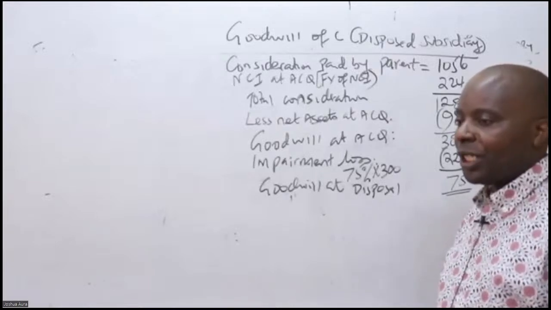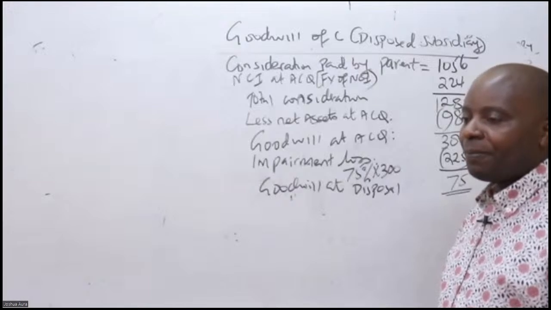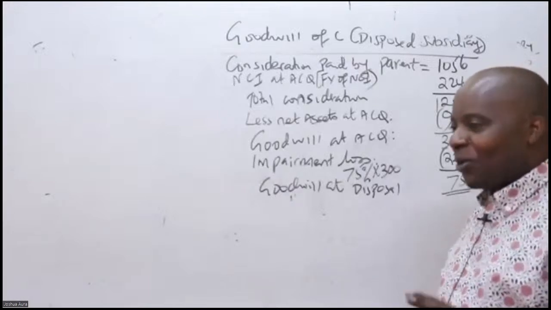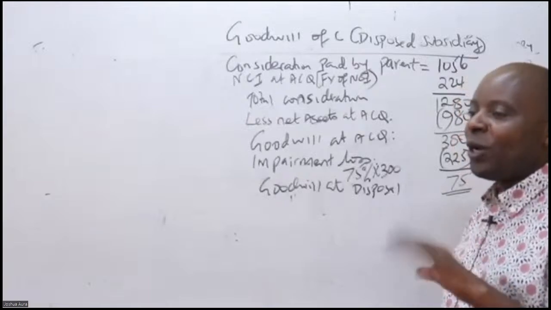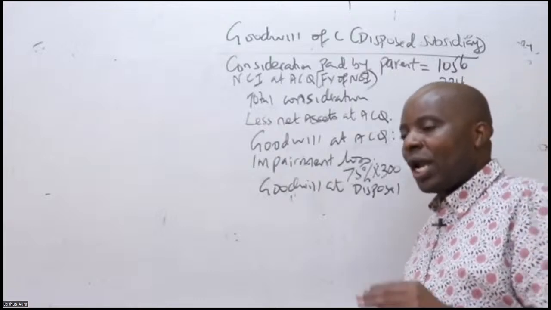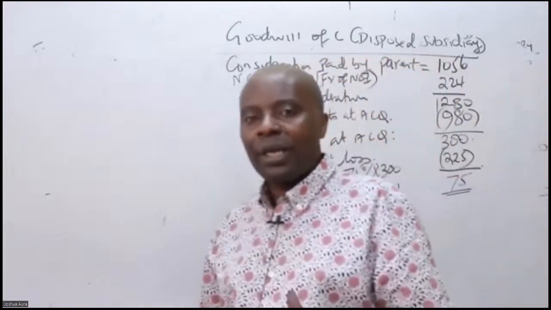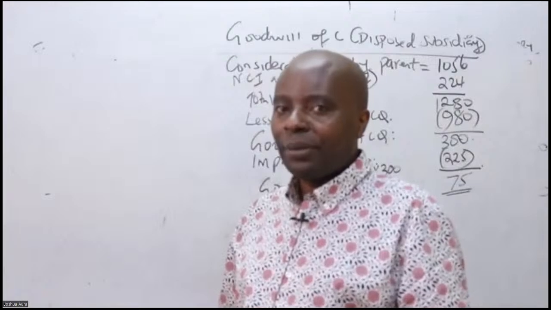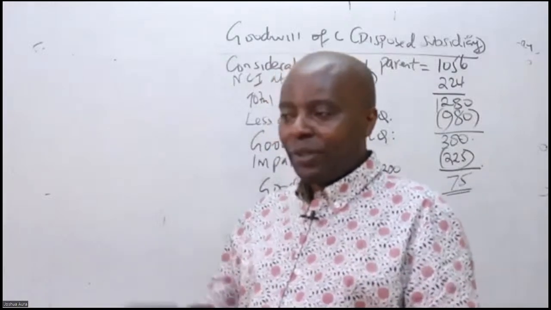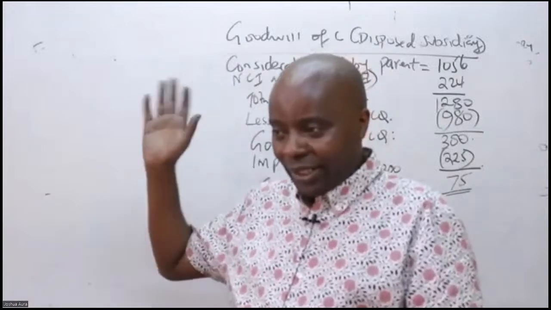This is the goodwill that was disposed with this subsidiary. So once I've gotten this goodwill that was disposed, ladies and gentlemen, I'm halfway of my problems. Trust you me. So then I'll be able to go and read down the requirement. The requirement, they want us to give them a cash flow statement.